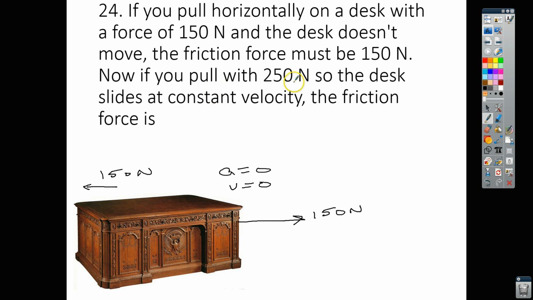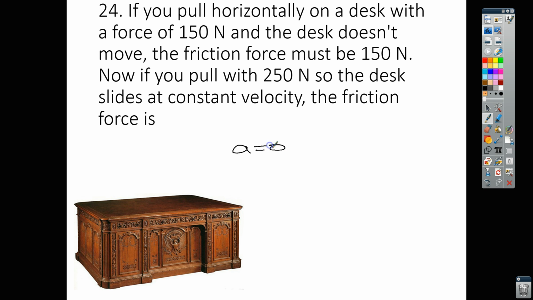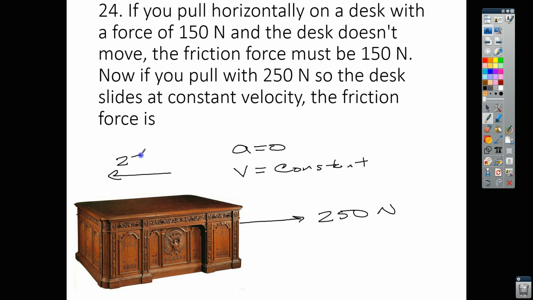It says now you pull with 250 newtons, so the desk slides with a constant velocity. That's the key term here. They want to know what is the new frictional force. If it has a constant velocity, we know the acceleration is 0. If I'm pulling with 250 newtons and the velocity is constant, the only thing we can do is say that friction has got to be the same because it cannot be accelerating.